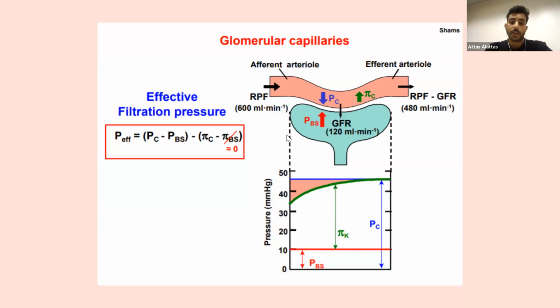Okay, yeah. So this guy is asking why the Bowman space oncotic pressure is zero. Is that the question? Why is it zero?